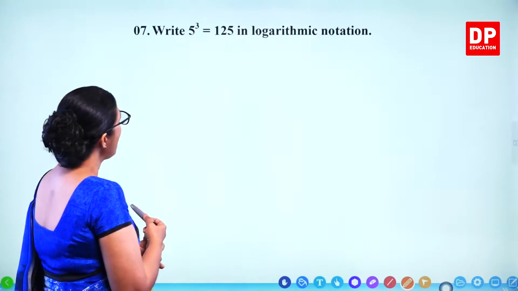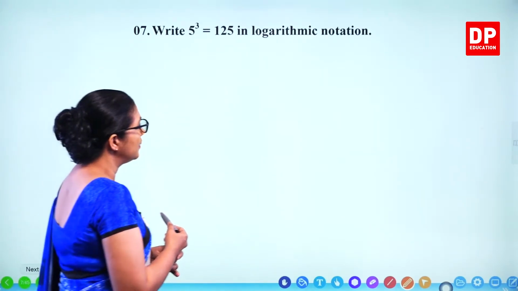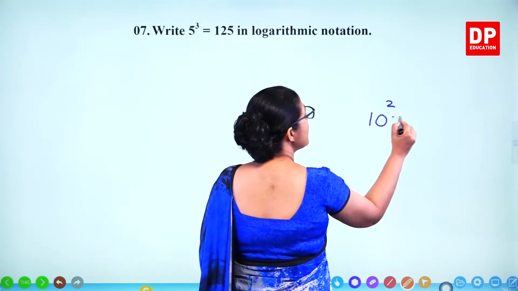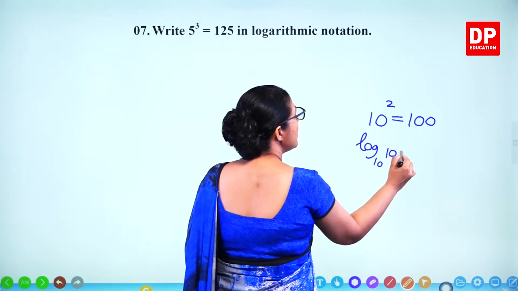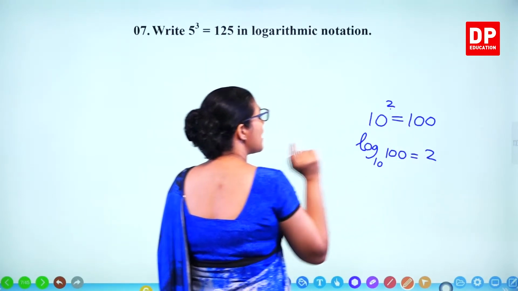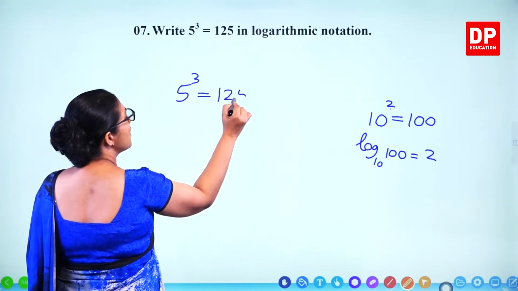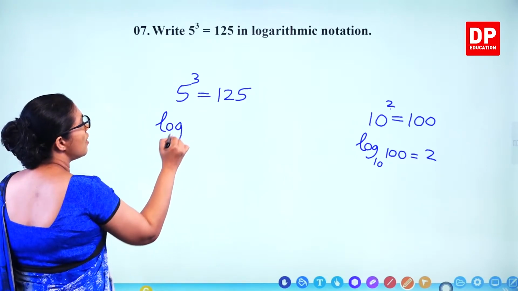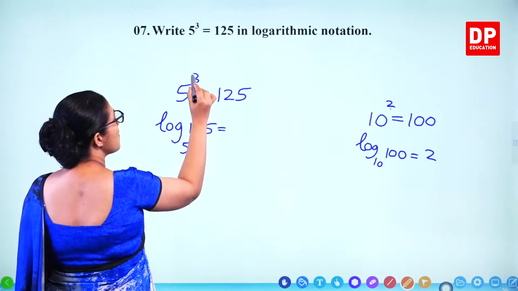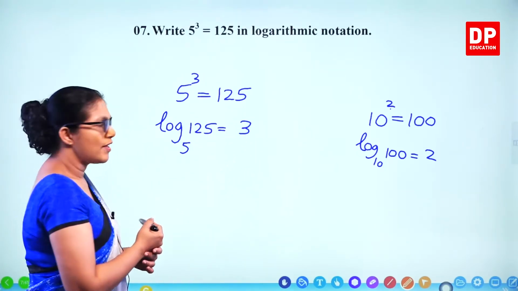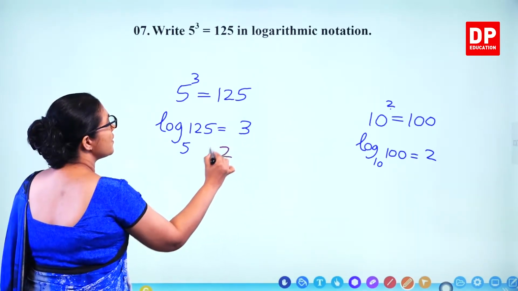Question number 7. Write 5 to the power 3 equals 125 in logarithmic notation. 10 squared is 100. So log base 10 of 100 is 2. So the index goes there. So likewise, 5 to the power 3 is 125. So log of base 5, this is the base, 125, becomes the index 3. So that's the logarithmic form. So you get 2 marks for that.